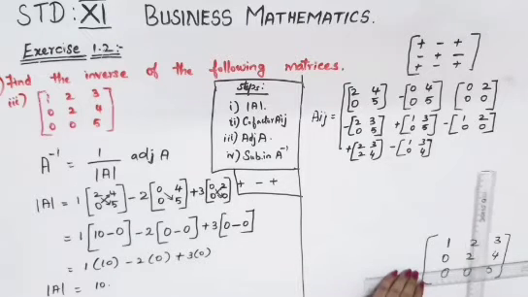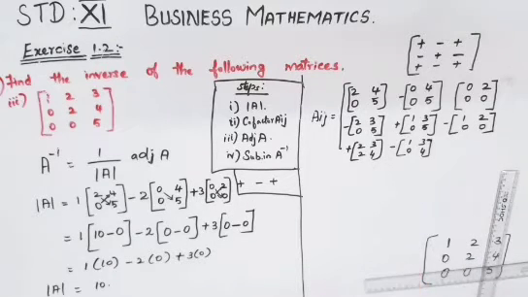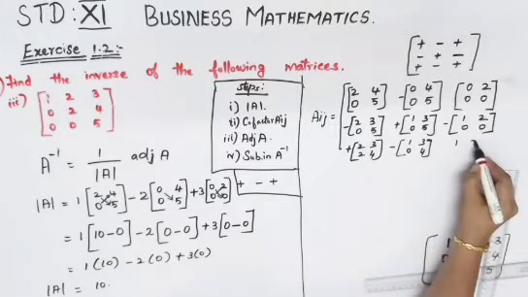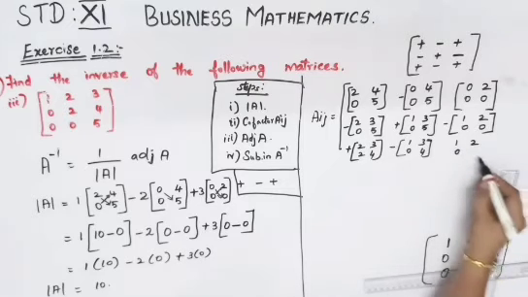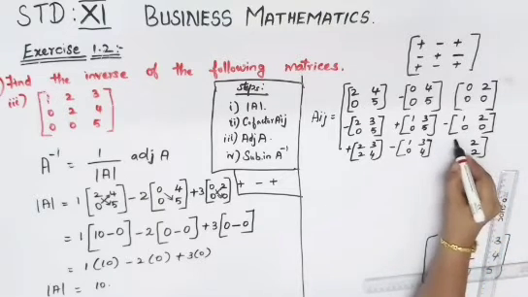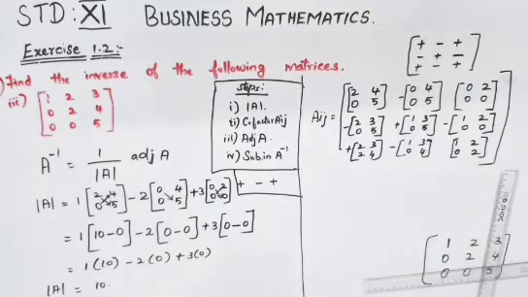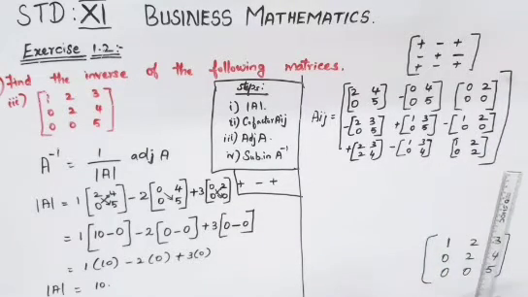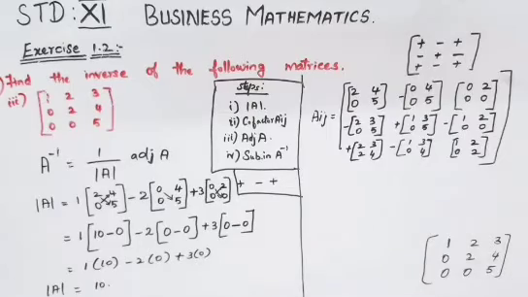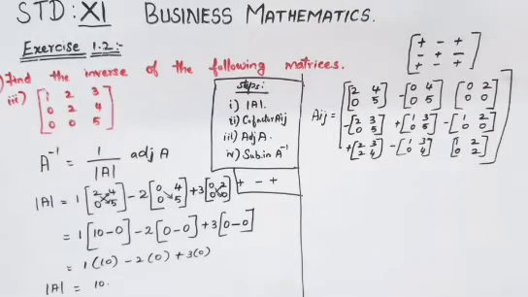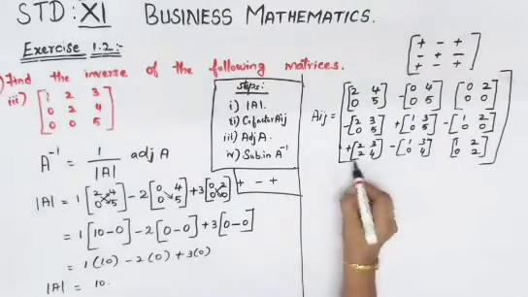Then third row, third column, that is your last element, that is 5. Minor of 5 is 1202, with plus only. Okay. So now we can close your bracket. This will be your Aij. So the next step you will have to solve it.